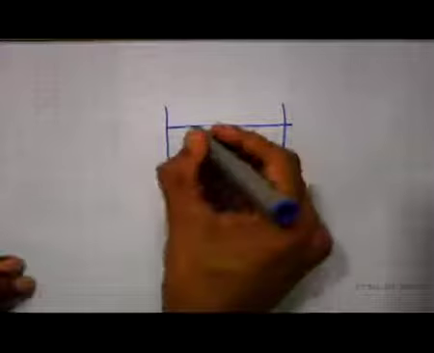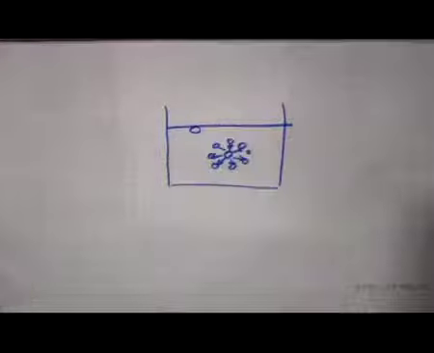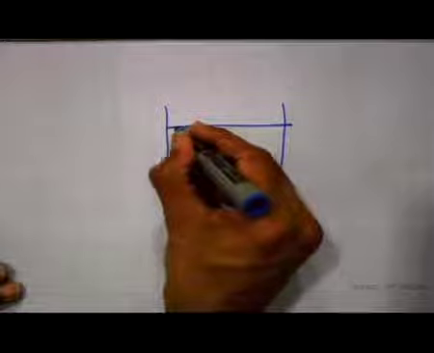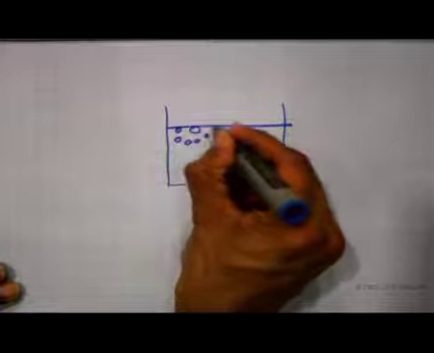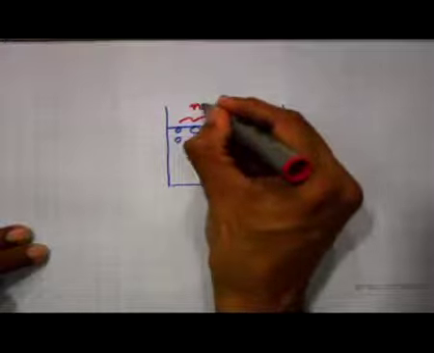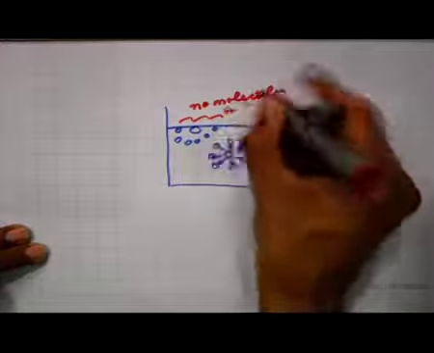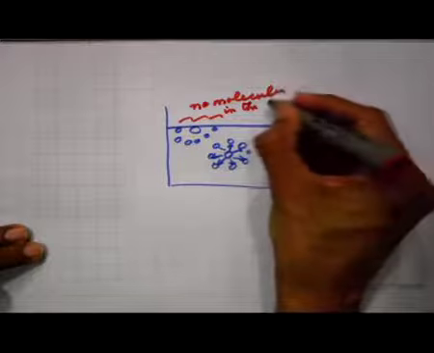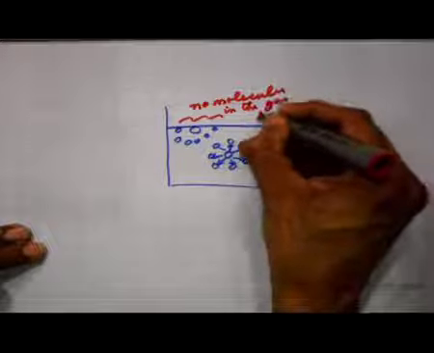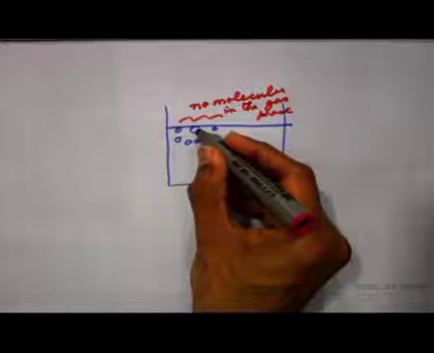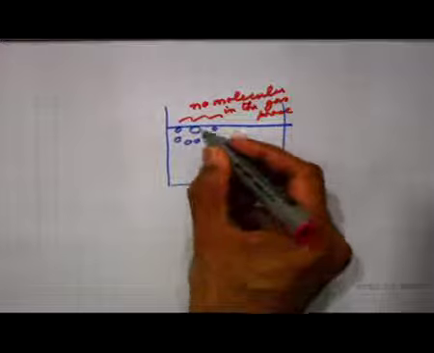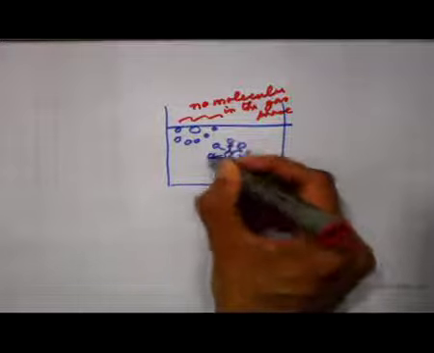Now, consider a molecule on the surface here. A surface molecule has molecules around it, but only on one side. So, no molecules here, well, only the gas phase. So, a molecule on the surface experiences less attractive force than the molecules in the bulk.